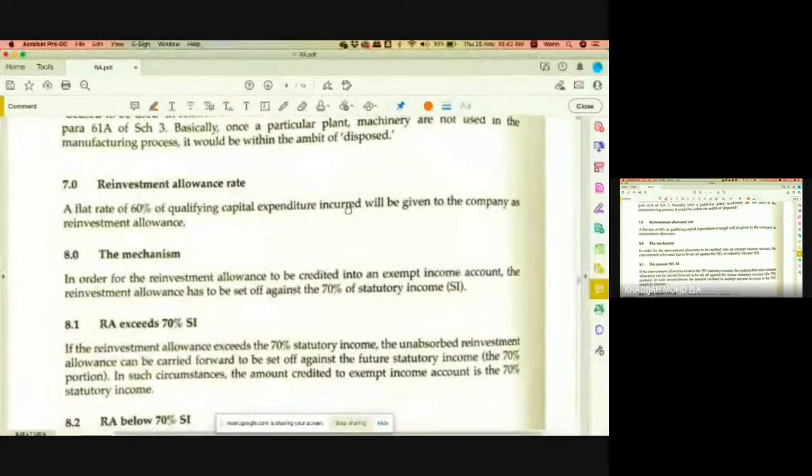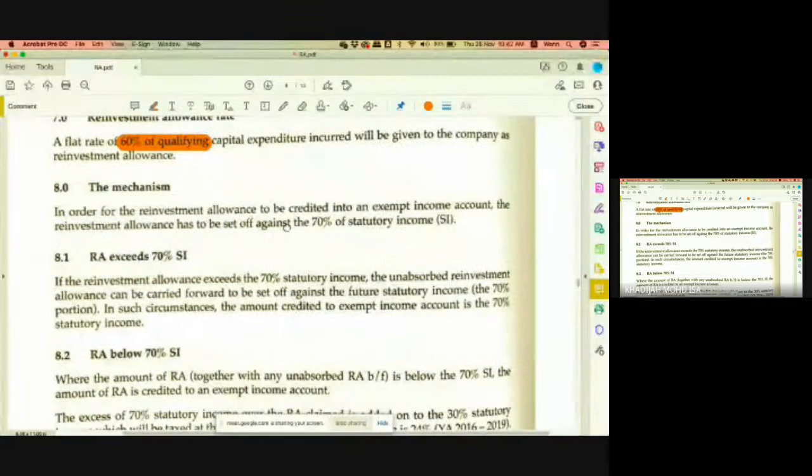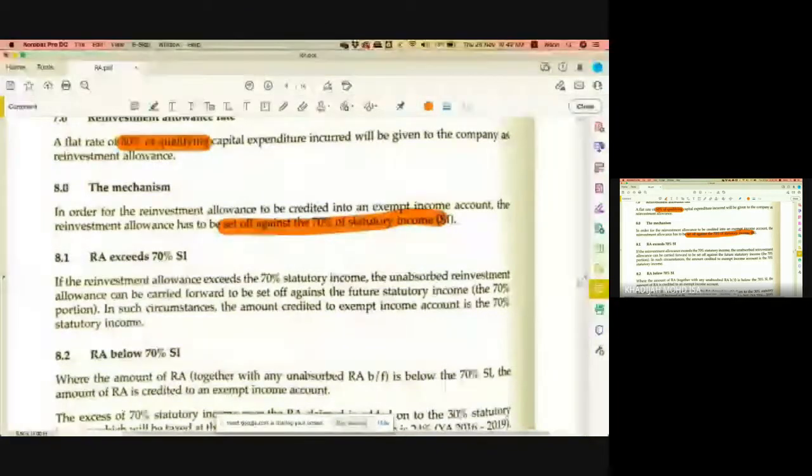So the rate is 60% of your capex. So it's similar to your ITA. You compute what is your capex for the year, then take 60%. That 60% is your RA for the current year. And the mechanism is that the 60% is set off against 70% of your SI. So it's similar to your ITA. It's just that the first one you have ITA, now you have the RA.